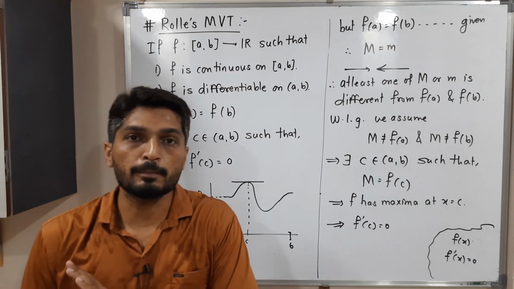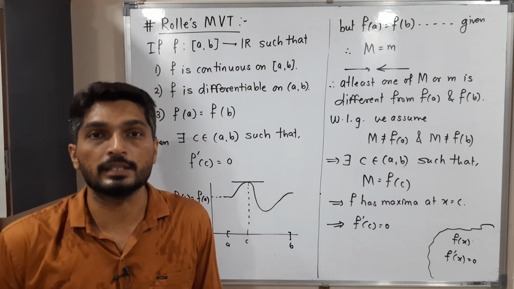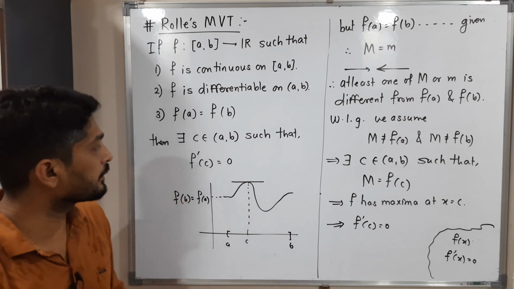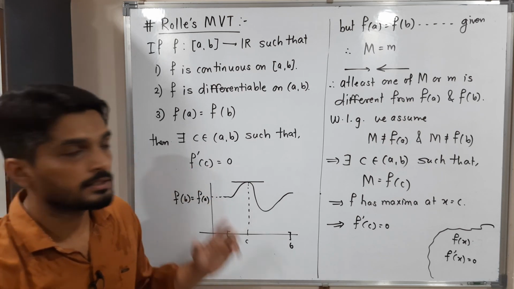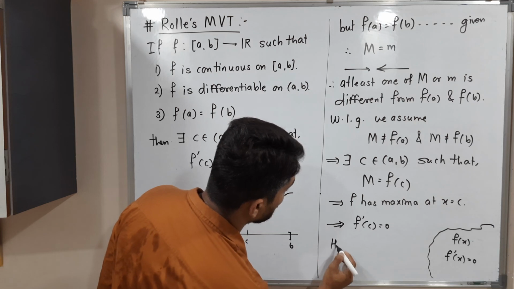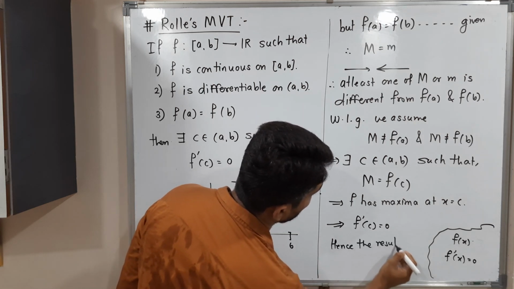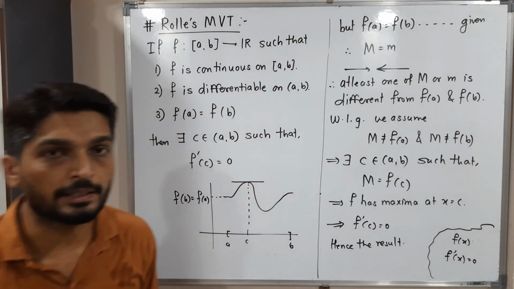That means in both the cases we proved that yes, there exists some point C belonging to open interval AB where the function has derivative 0. Hence the result, let me clearly mention, hence the result. Okay, so in this way we completed its proof.